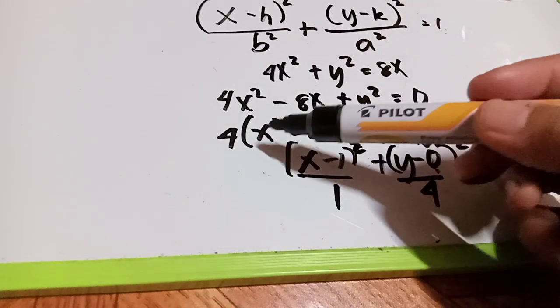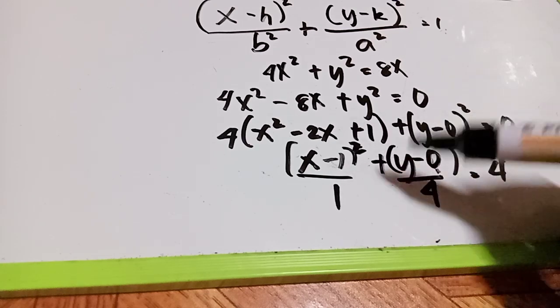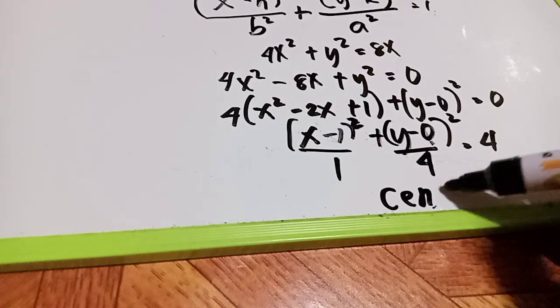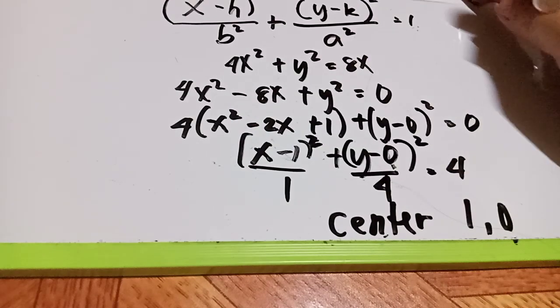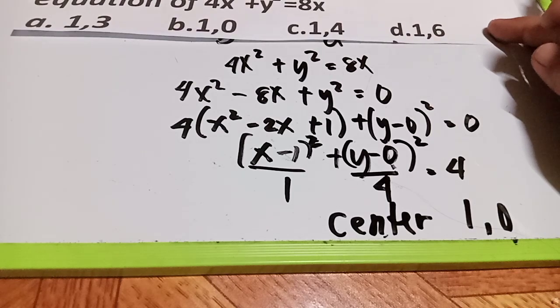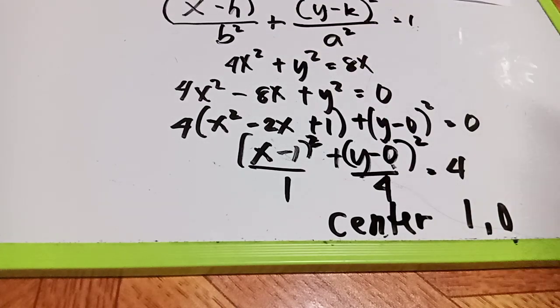So, this one, again, in order to get. Okay, so our center will be 1 and then 0. So, the answer is letter B. Take note, letter B. So, that will be our answer.